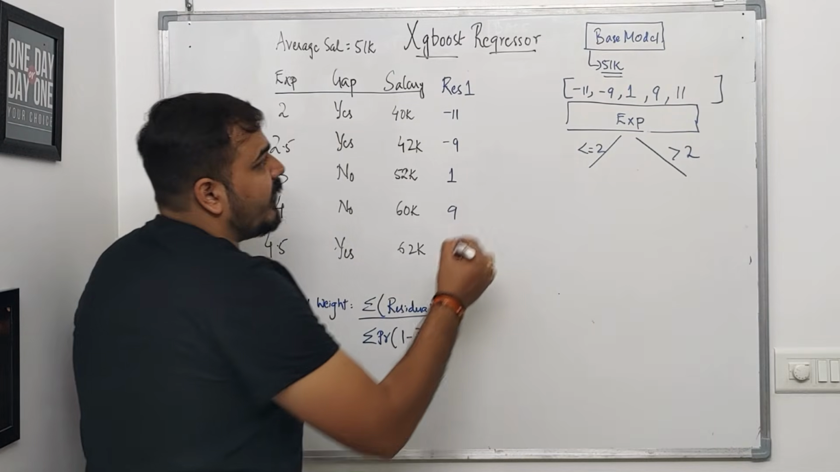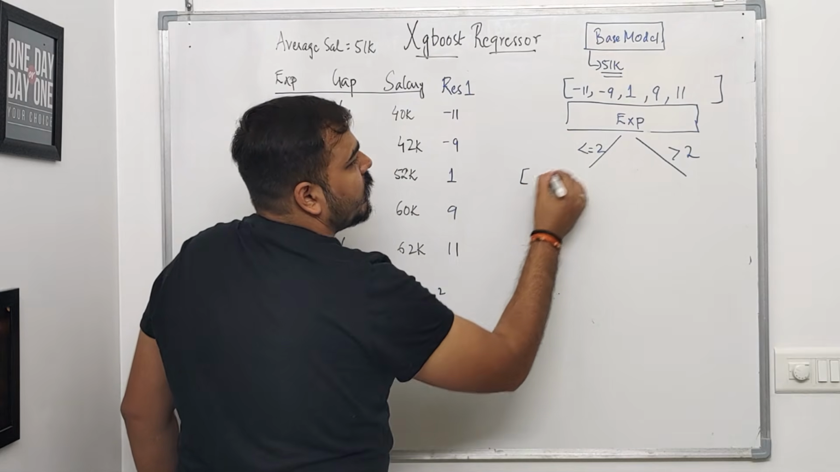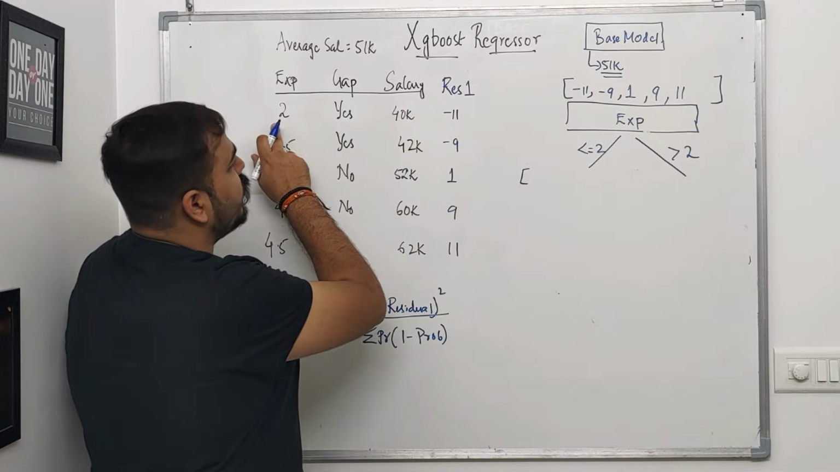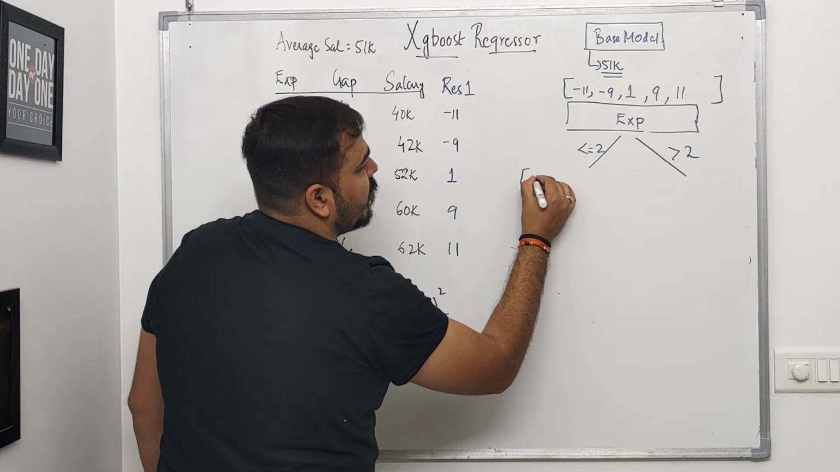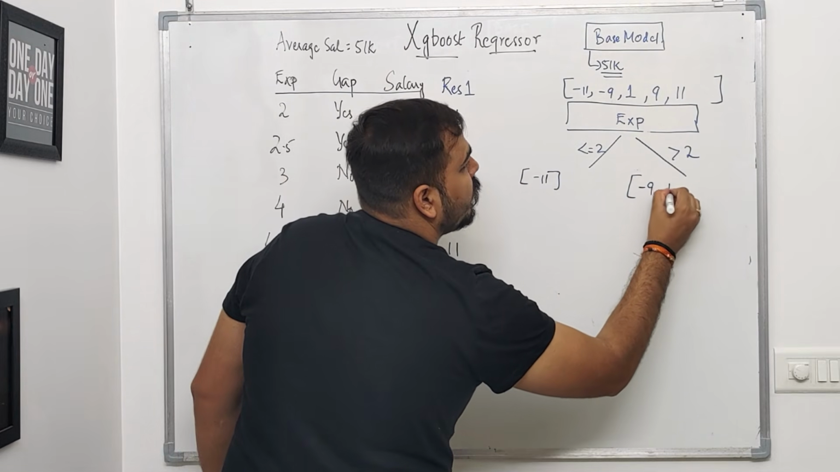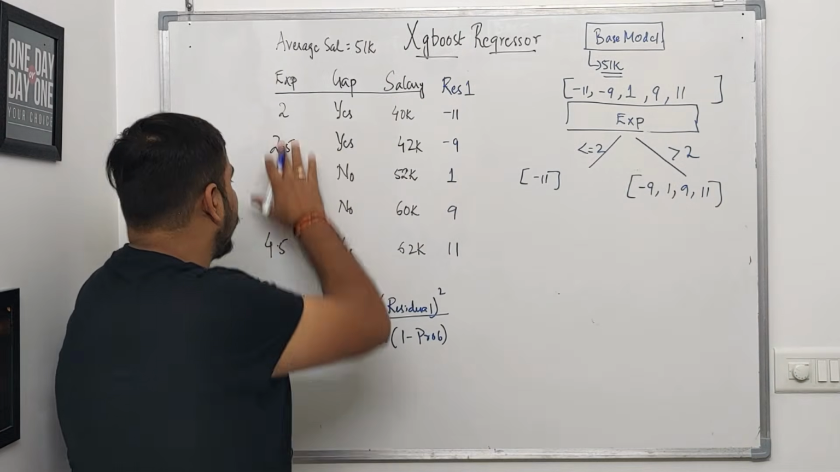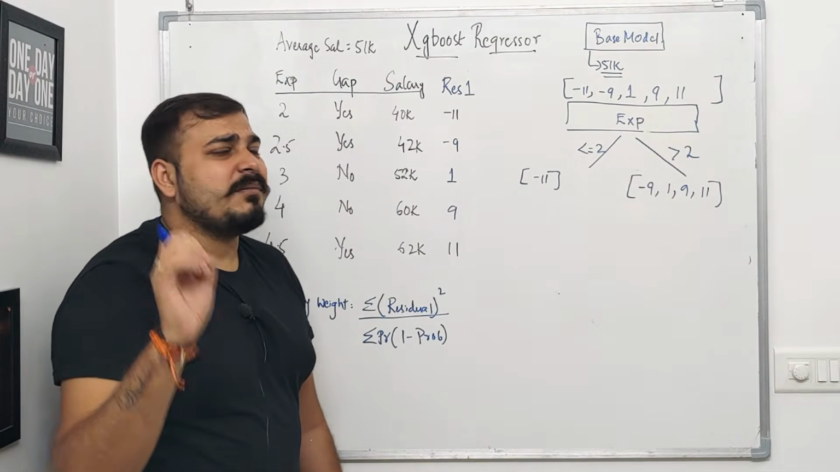Now, if I try to get all the values over here, what will be the values? If I have less than or equal to 2, that is only this one residual. So here I will be getting minus 11, and the remaining, I will be getting minus 9, 1, 9, 11. All these values will be coming over here, which is greater than 2. Pretty much simple, pretty much easy.